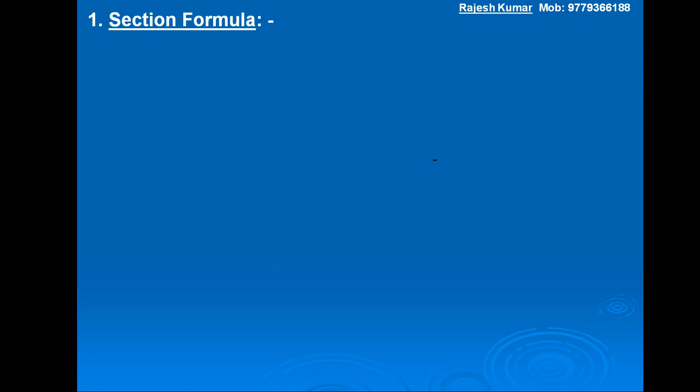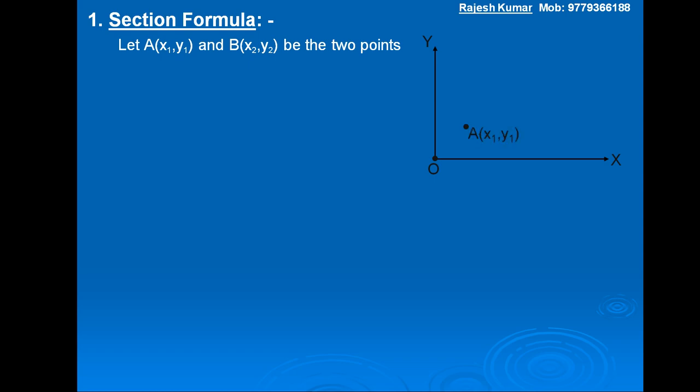Section formula. Suppose this is point O as origin, this is the x-axis, this is the y-axis. Let point A with the coordinates (x1, y1) and point B with the coordinates (x2, y2) be the two points seen in the diagram. This is point A with the coordinates (x1, y1). This is point B with the coordinates (x2, y2). Join AB.